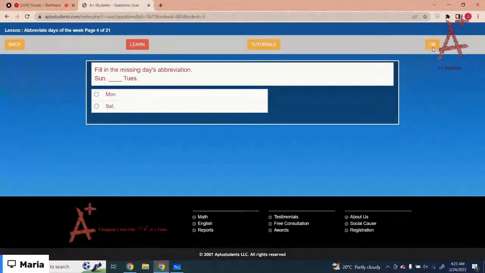Okay, Sunday dash Tuesday, which is the correct option? After Sunday, you have Monday. So it would be Sunday, then Monday, and Tuesday. You just have to write the first three letters and then put a full stop. Got it? Wednesday, Thursday, and the correct option is Wednesday, Thursday, and Friday.